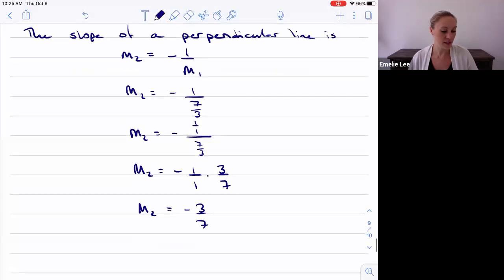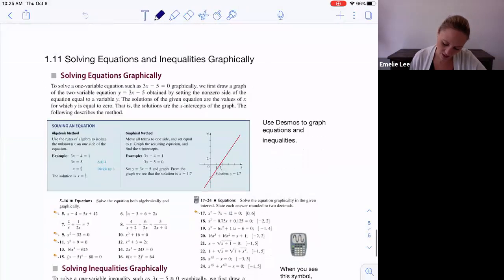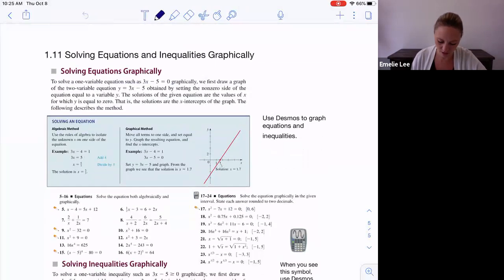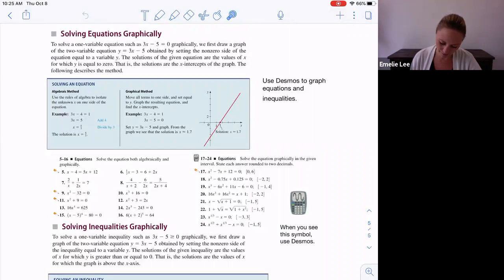So that's lines. Let's just flip briefly to 1.11, but it's really just going to be using Desmos to solve things. Use Desmos to graph equations and inequalities. Definitely use it to check your work. And like we mentioned earlier, you will have it during the test. So definitely try it out and get comfortable with it.